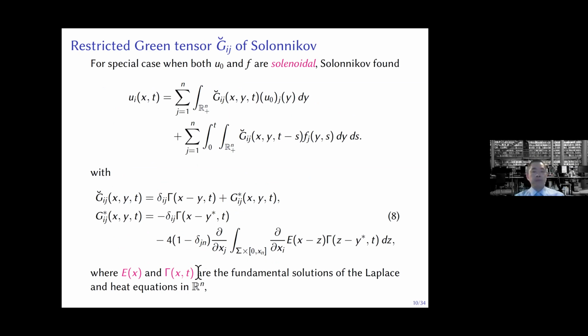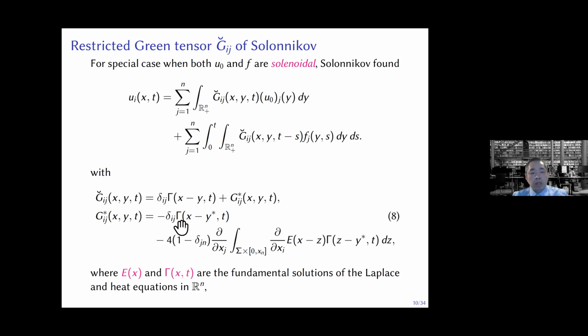And now I want to talk about special cases of the Green tensor. The first special case is the restricted Green tensor G-brave_ij of Solonnikov. So for the special case when both u0 and F are solenoidal, Solonnikov found this formula. So this formula is in terms of G-brave. So this works here. And there are explicit formulas for G-brave. Let's look at this. So the main part is Gamma, which is the heat kernel. And this correction part, G_ij star.